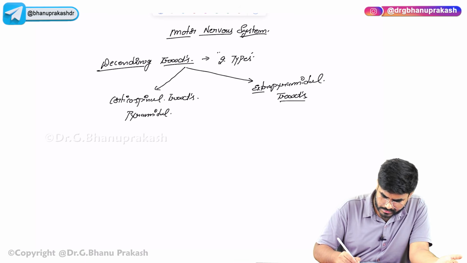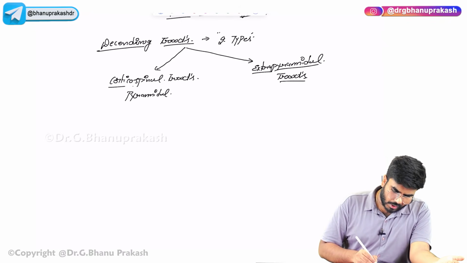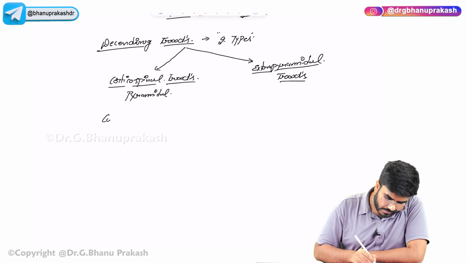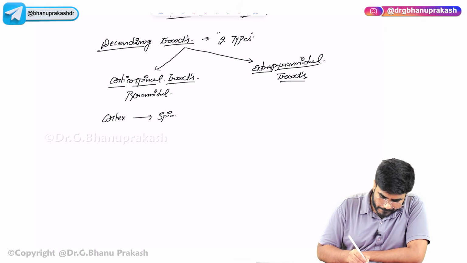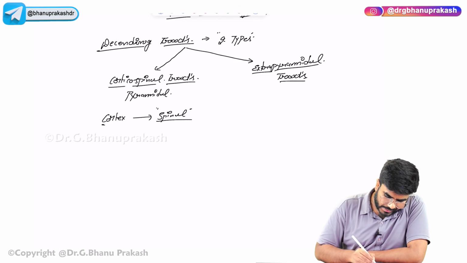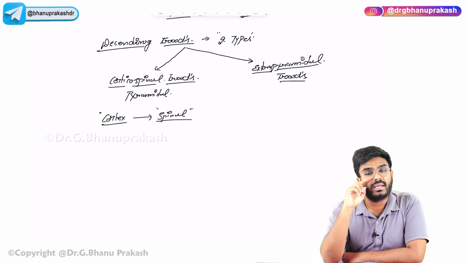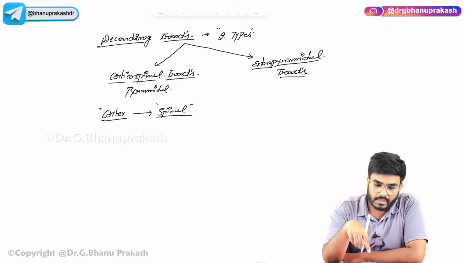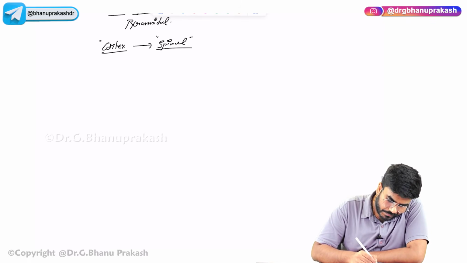Okay, extrapyramidal tracts. Now see, in the corticospinal tracts, the name itself is there. They are starting from the cortex. They will start from the cortex and they will come to the spinal cord. Okay, so corticospinal tracts, they are the descending tracts. They are starting from the cortex and they are coming down into the spinal cord. Okay, so for example, let me show you here the corticospinal tracts.